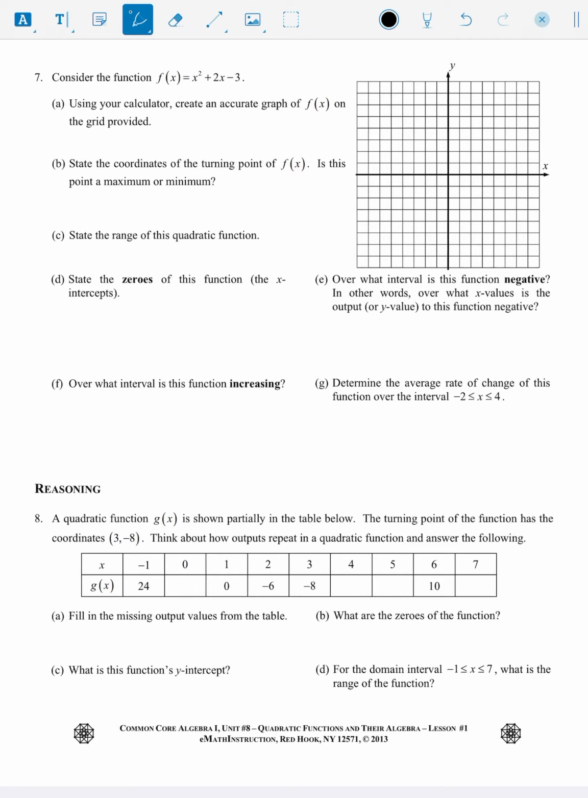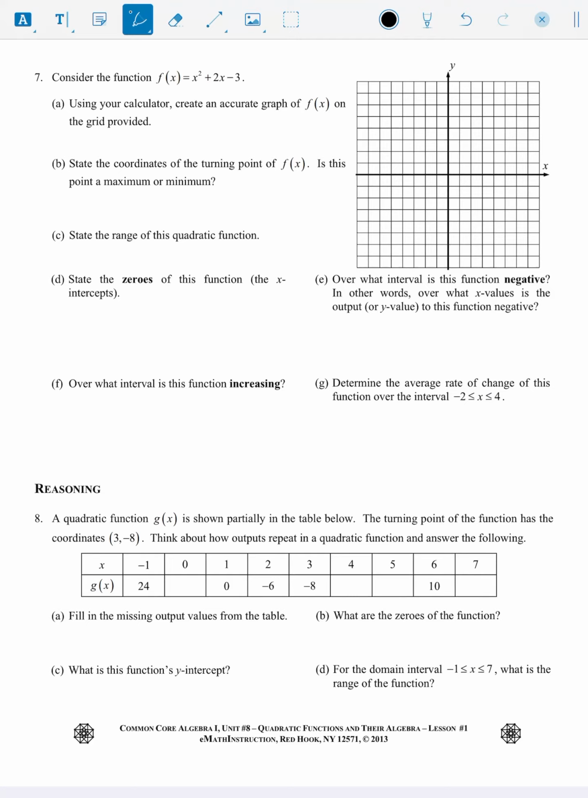Question 7 says, consider the function f of x equals x squared plus 2x minus 3. Now, ideally, you'd graph this in your calculator, and you'd be able to create a graph. Now, I already did. You can't see my calculator, but if you do have your TI, you can plug it in. Otherwise, use the app on the Chromebooks. And I'm going to go right into my table, and I'm going to give you guys the table actually on this.